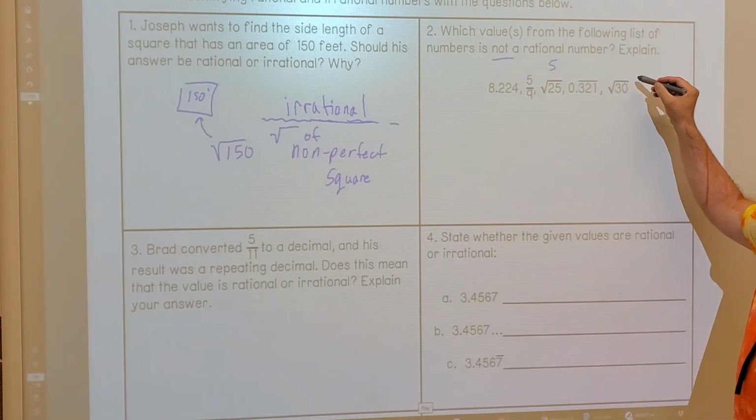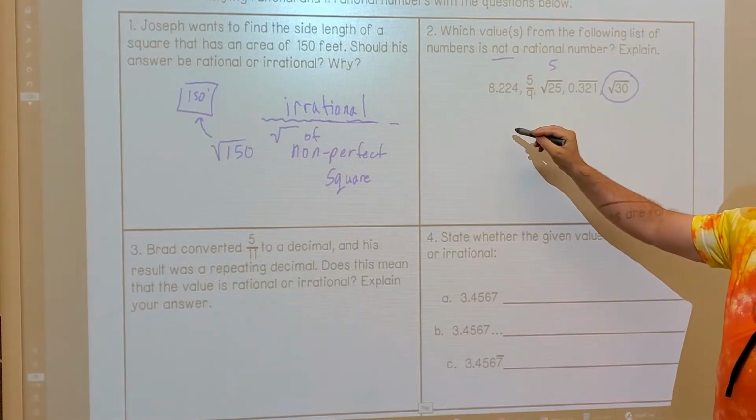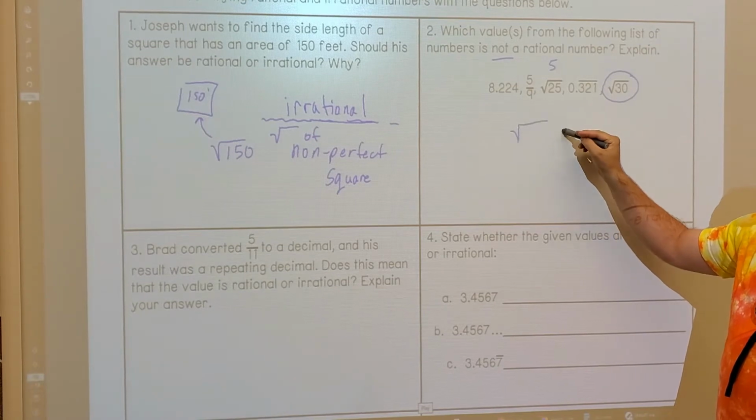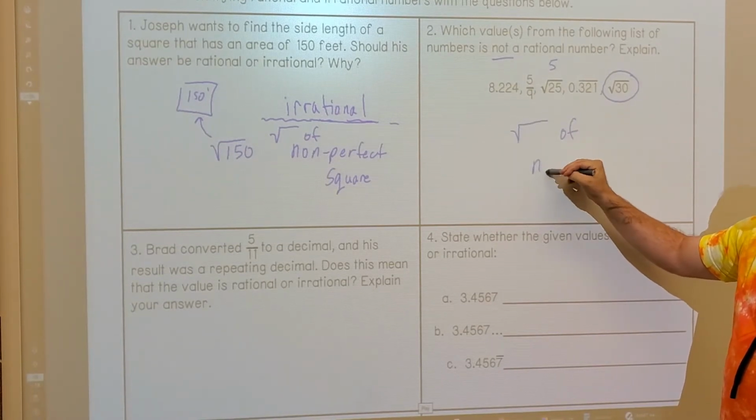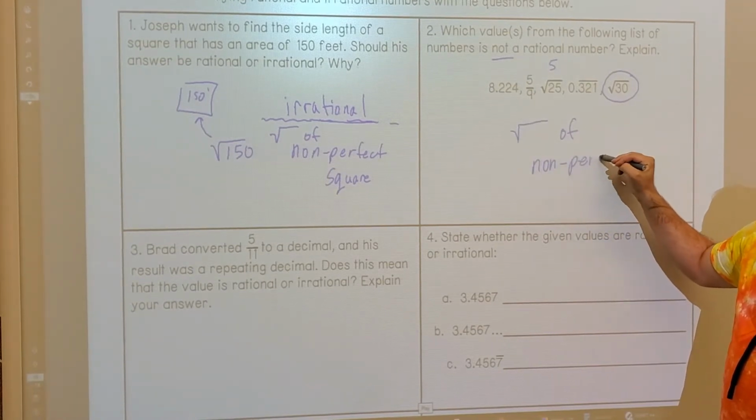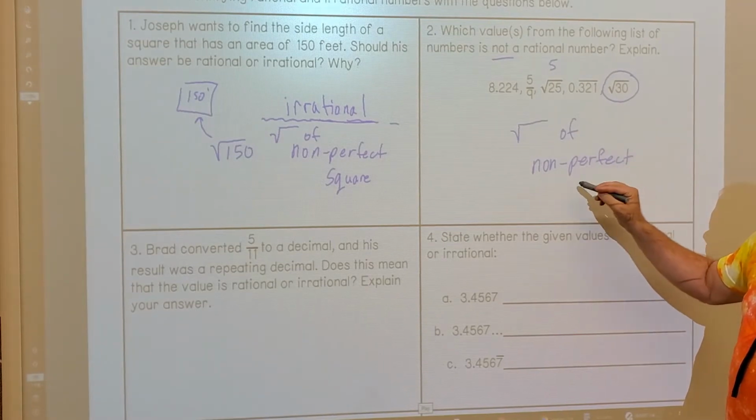So square root of 30, again, is the square root of a non-perfect square.